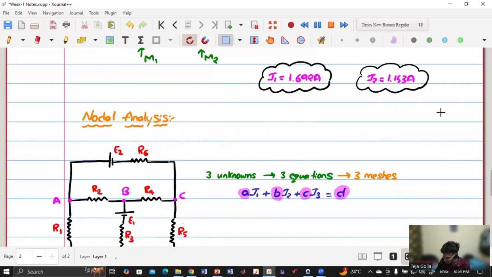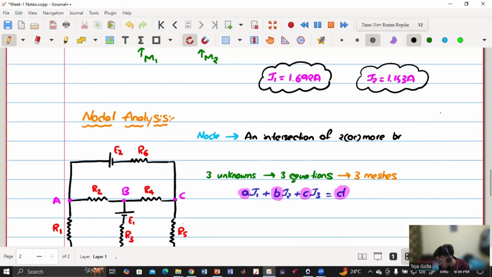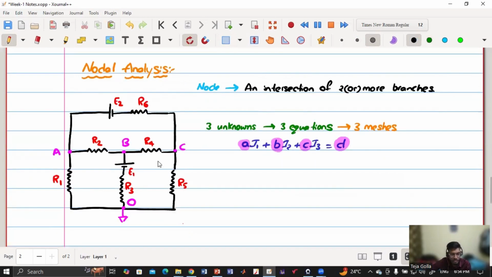So again, first of all, what is a node? A node is an intersection of two or more branches. So if there are three branches, four branches intersecting at a point, that point is called a node. So here we have four nodes. One node we have declared as ground.